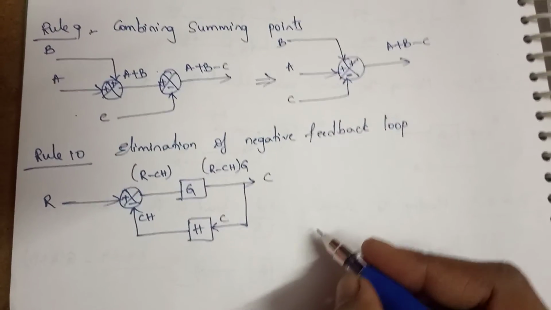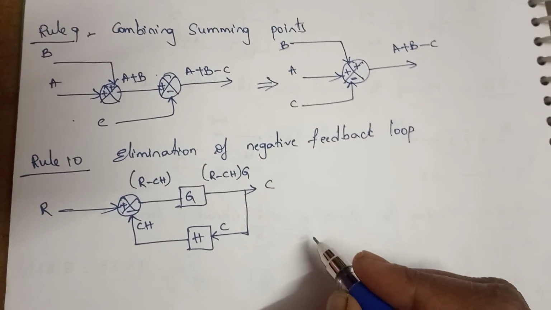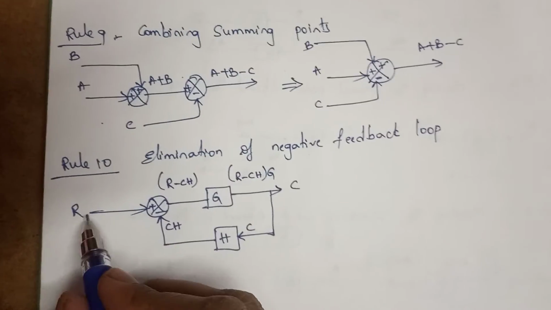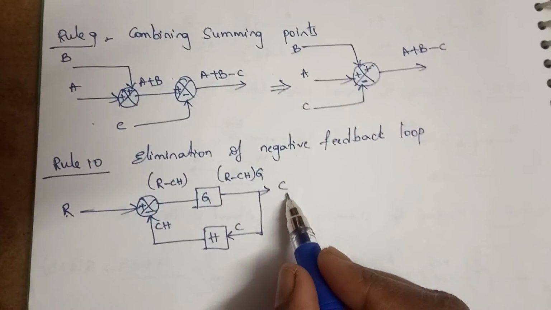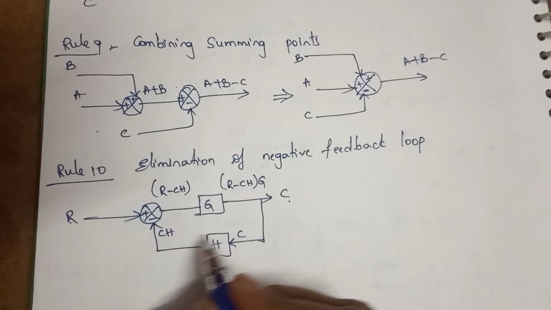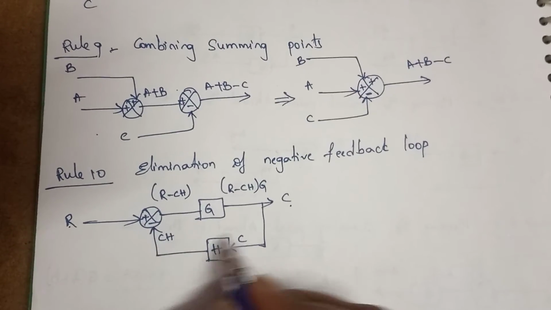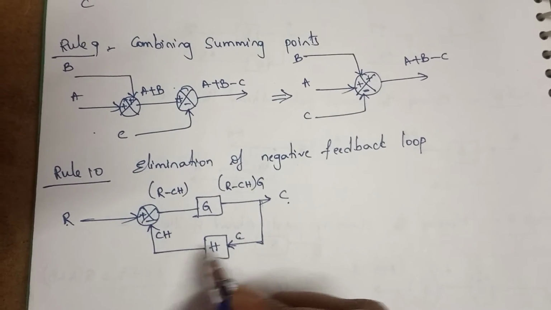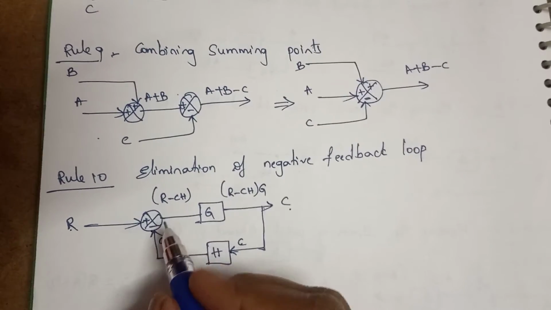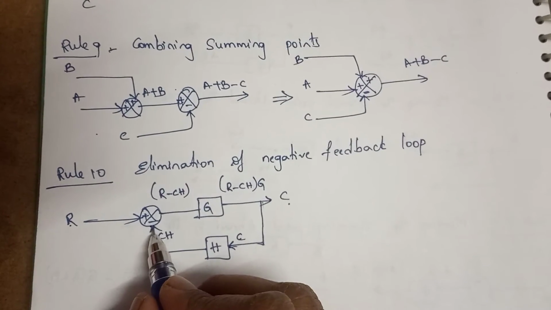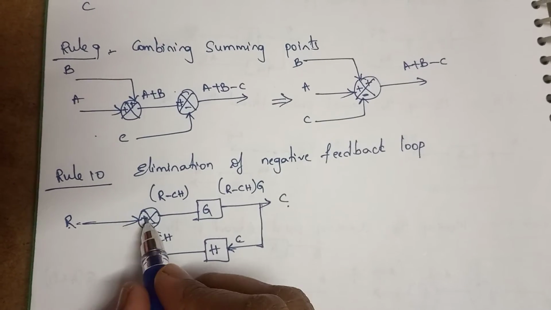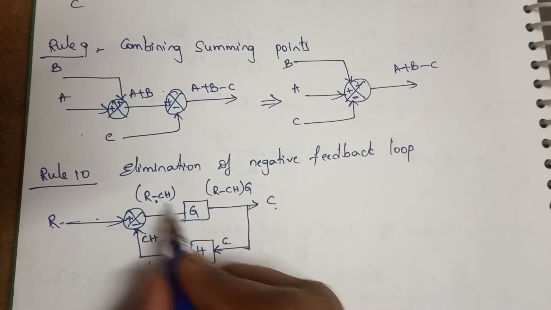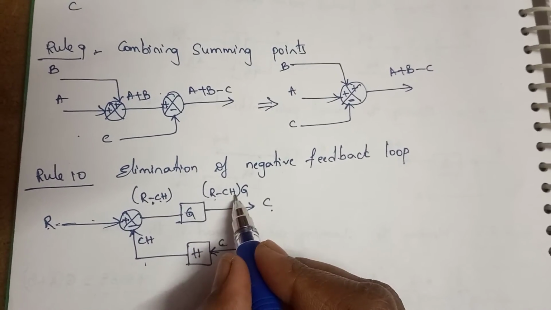Next, elimination of negative feedback loop. We need to eliminate this negative feedback loop. This is the input R and this is the response output C. Here C is fed back, so C into H gives the input here. This is the feedback loop. So input R minus feedback gives R minus CH. Both combined, R minus CH into G.